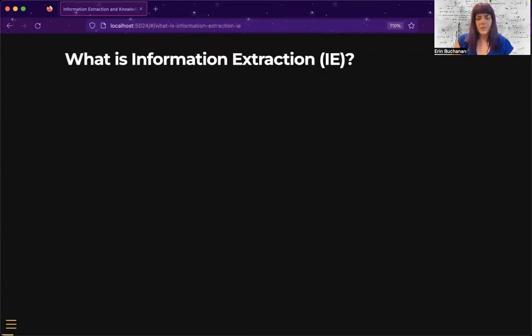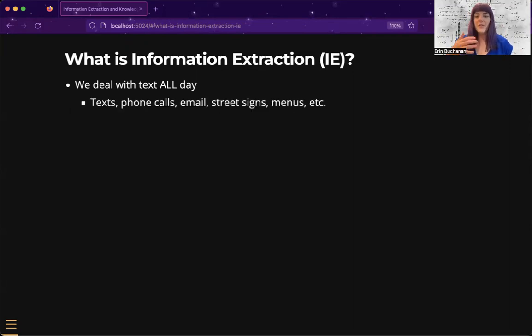So what is information extraction? Well, we deal with text all day. You might think about text literally on your phone calls, email, if I could stop with the email, right? Street signs, menus at a restaurant, and more. Television, the internet. Text is a major part of our life, just like language.